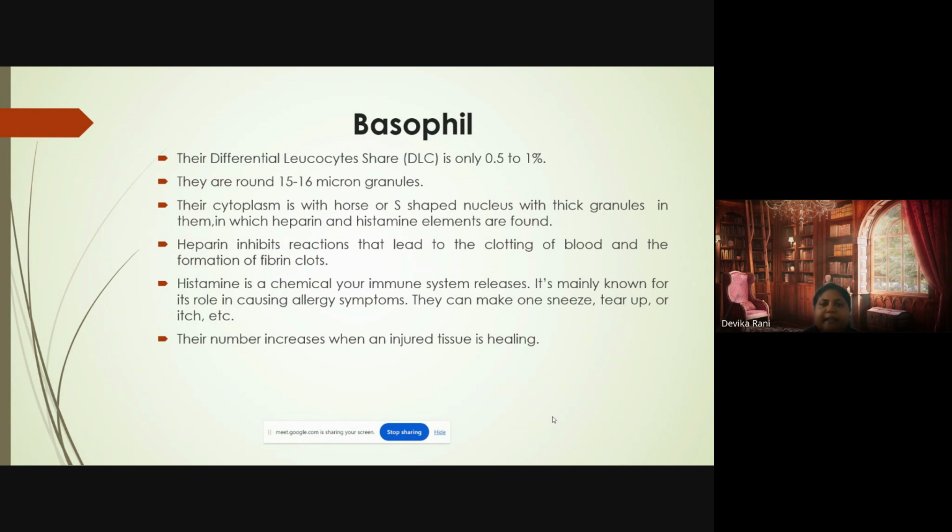Their number also increases when an injured tissue is healing. So they release such kind of elements which ensure that an injured tissue is healing. So over here, you can remember that from their granules, heparin and histamine elements are found.